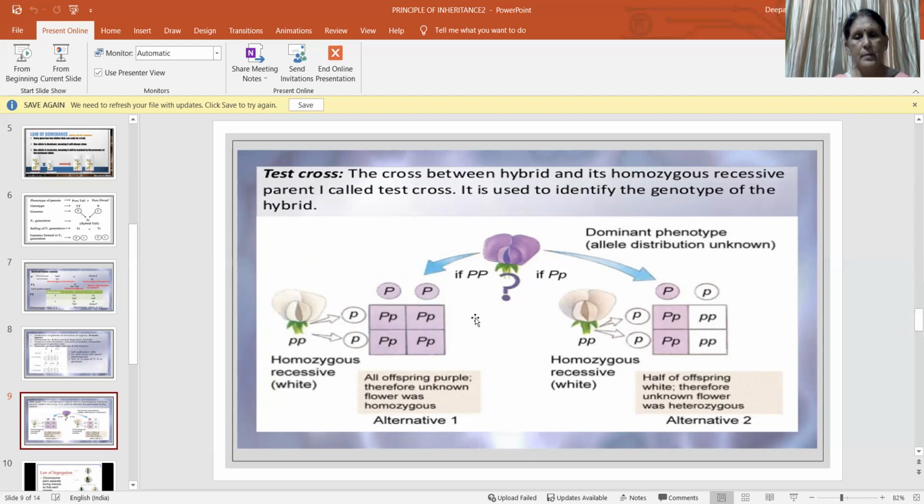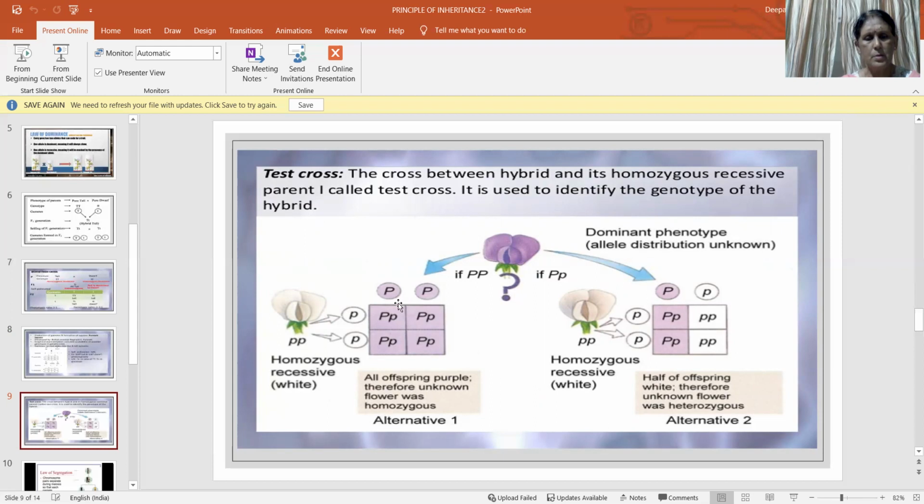So here you see this plant, whether it possesses capital P capital P or capital P small p. Here, if we select the genotype capital P and small p, and cross it with the recessive parent, that is the white pea flower, then here is the F1 hybrid and here is the recessive parent. Then its composition will be 50% capital P small p and 50% white.